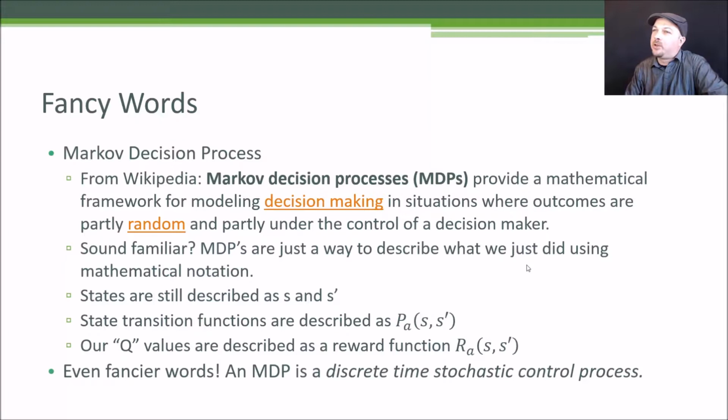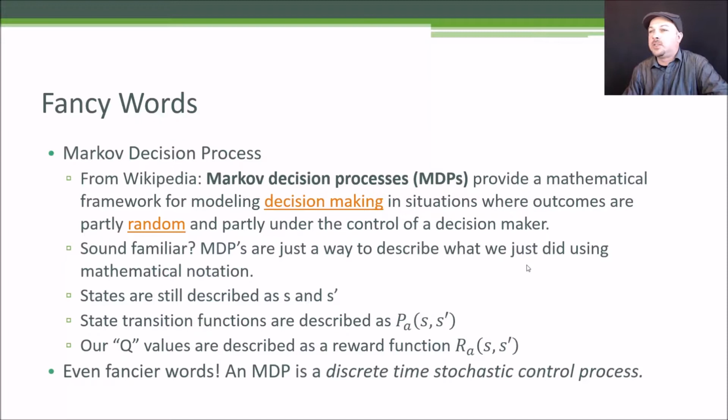So if you look up the definition of Markov decision processes, it is a mathematical framework for modeling decision-making. Decision-making, what action do we take, given a set of possibilities for a given state, in situations where outcomes are partly random, kind of like our random exploration there, and partly under the control of a decision-maker, the decision-maker being our Q values that we computed. So MDPs, Markov decision processes, are a fancy way of describing our exploration algorithm that we just described for reinforcement learning. And the notation is even similar.